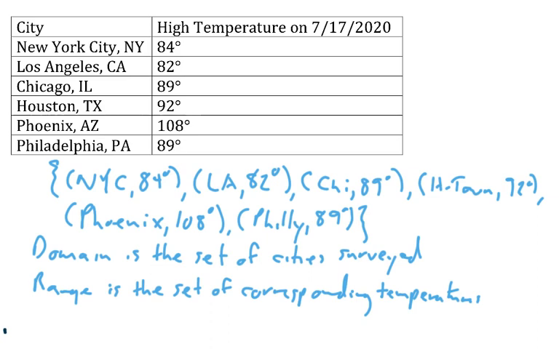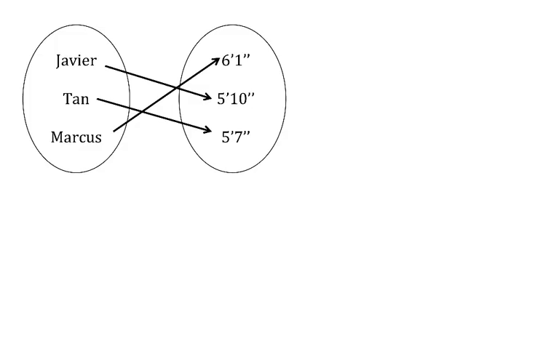Tables are one way to represent ordered pairs in sort of a different way. Let me show you another one. This is sometimes called a mapping. And it's a really great way of emphasizing the domain and the range. What I have here is a circle that represents 3 men. Maybe these are 3 men in our class, Javier, Tan, and Marcus. And in the second circle, we have their heights, how tall they are. And the arrow represents what is paired up with what.